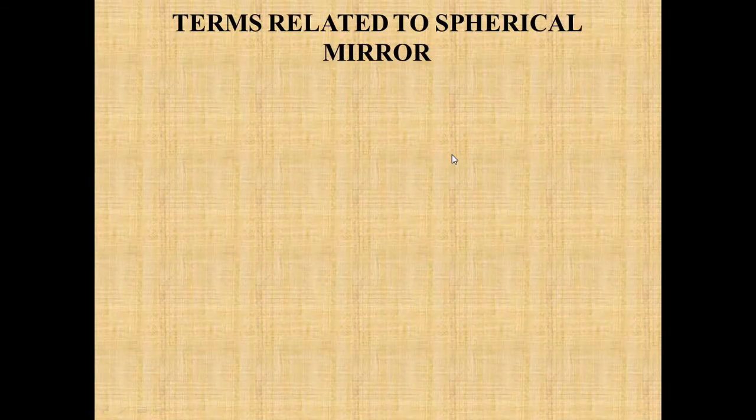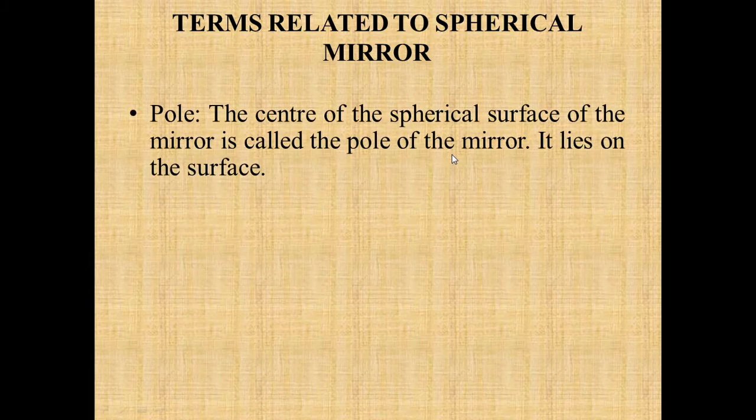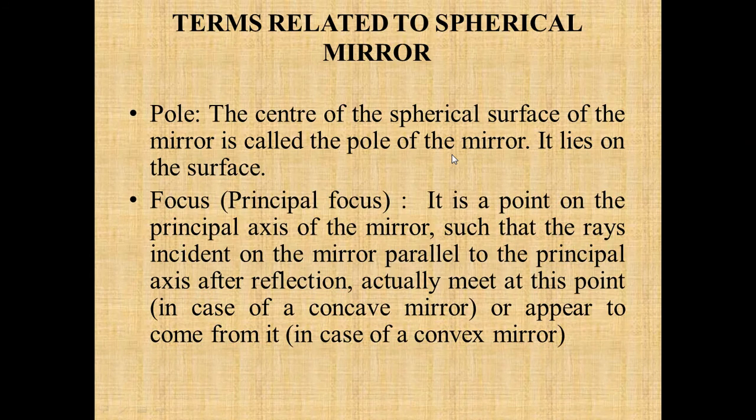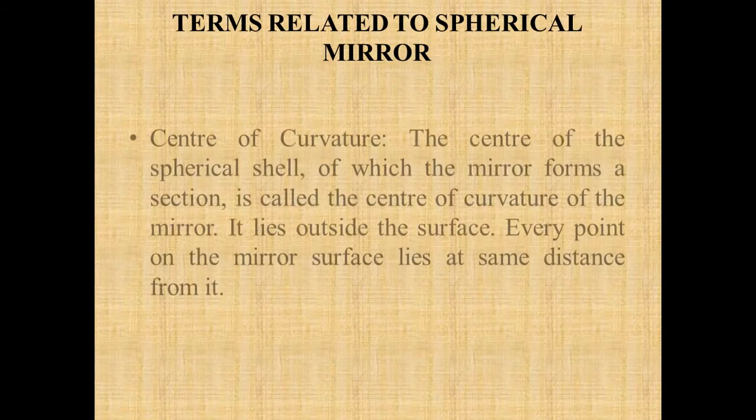Now we will study a few terms which are related to spherical mirrors. The first term is pole. The center of the spherical surface of the mirror is called the pole of the mirror. Then focus, it is a point on the principal axis of the mirror such that rays incident on the mirror parallel to the principal axis, after reflection, actually meet at this point, like in case of the concave mirror, or appear to meet, like in case of the convex mirror.